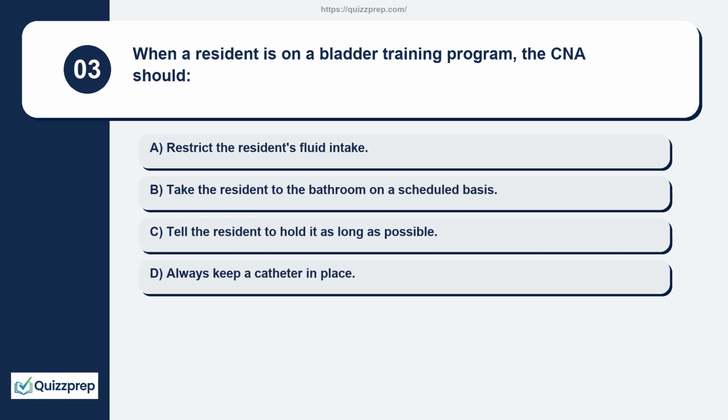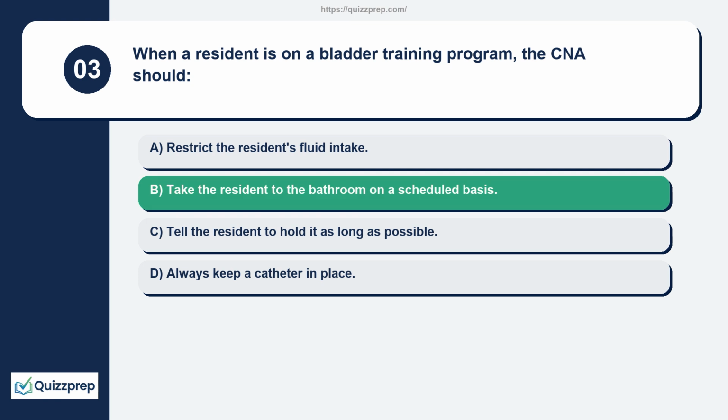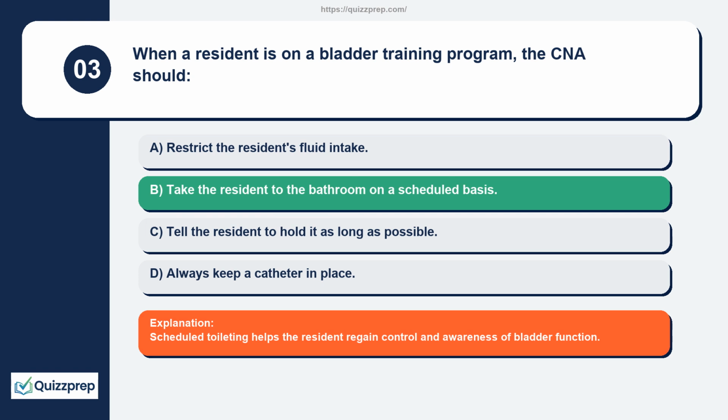Question 3. When a resident is on a bladder training program, the CNA should restrict the resident's fluid intake. Take the resident to the bathroom on a scheduled basis. Tell the resident to hold it as long as possible. Always keep a catheter in place. Scheduled toileting helps the resident regain control and awareness of bladder function.